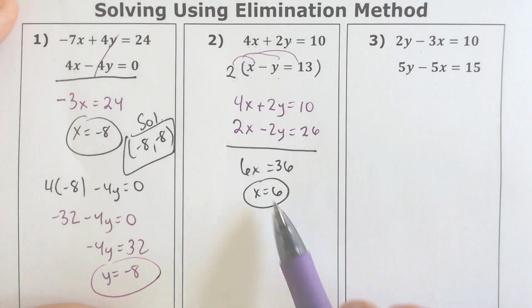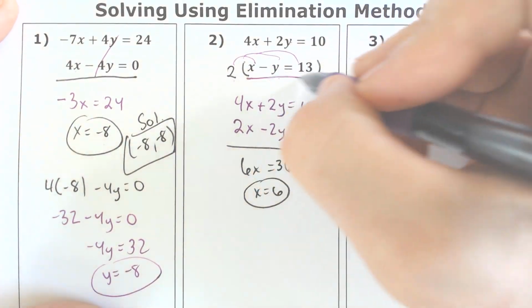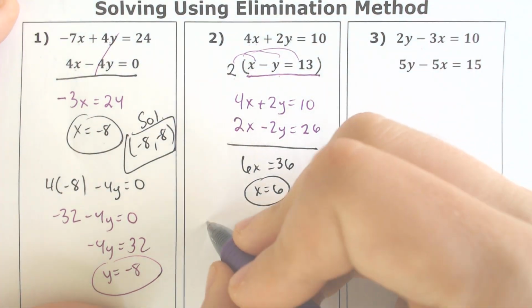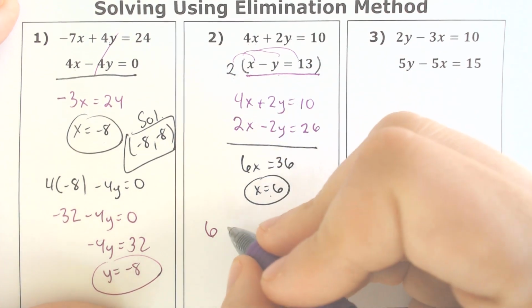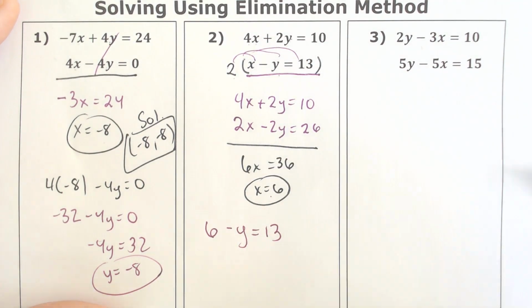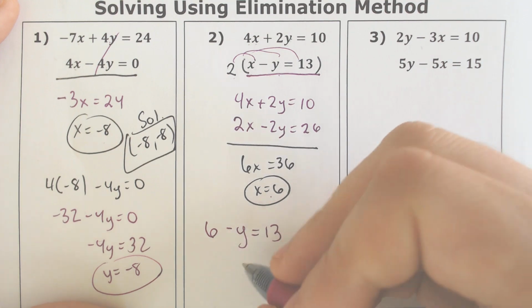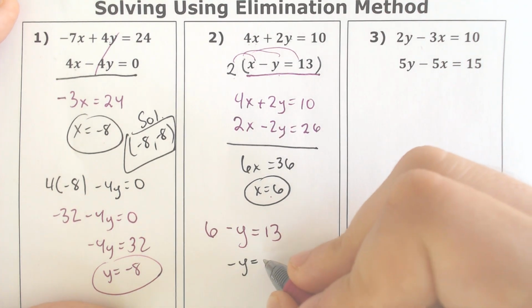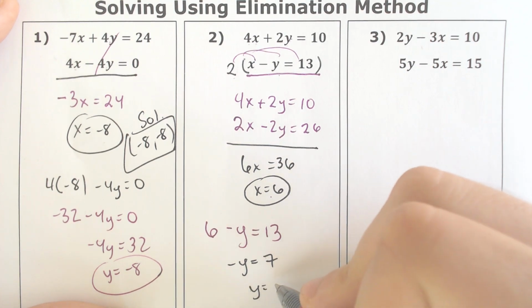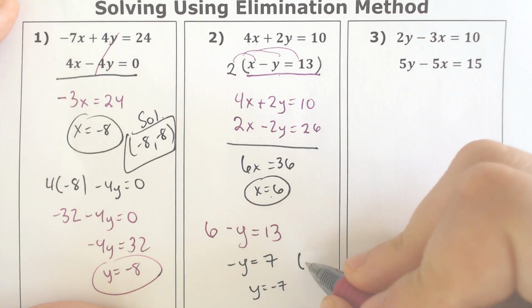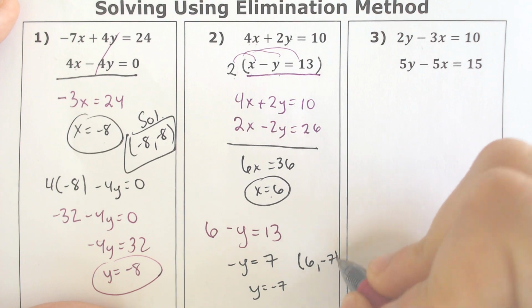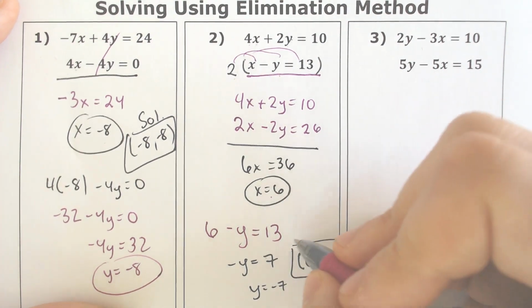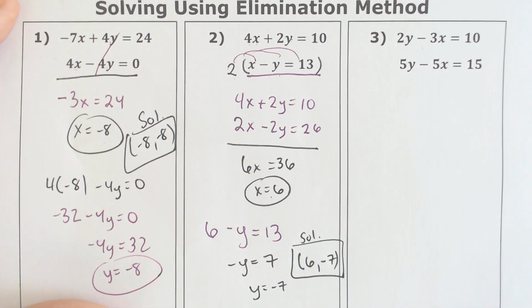Plugging that x into either of the two equations, I again am going to choose to plug it into the bottom equation. 6 is what x is, minus y is equal to 13. Move the 6 over, negative y would equal 13 minus 6 would be positive 7, which means regular y is equal to negative 7. Write it as a coordinate point. There's our solution. 6 comma negative 7.